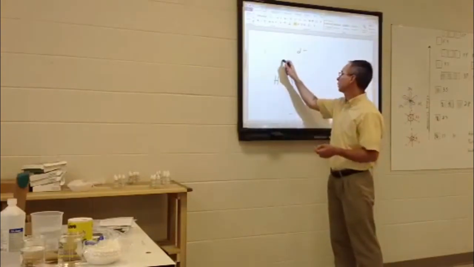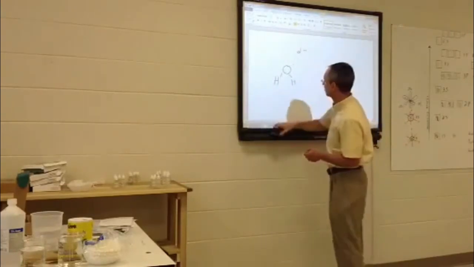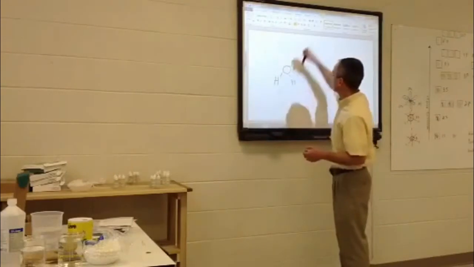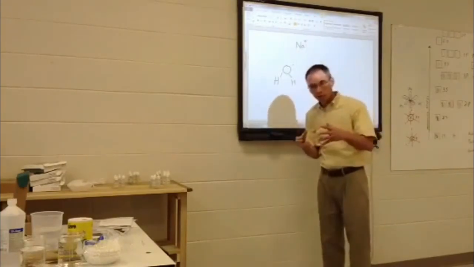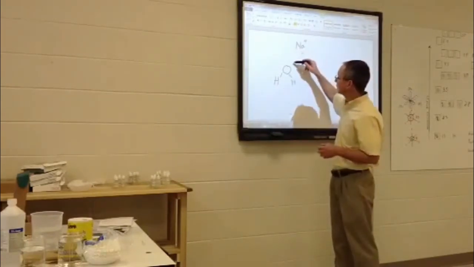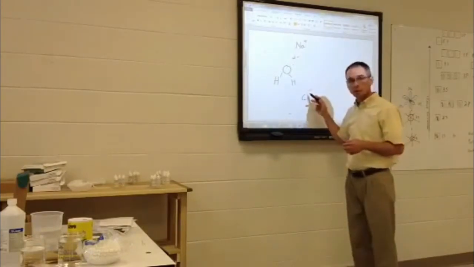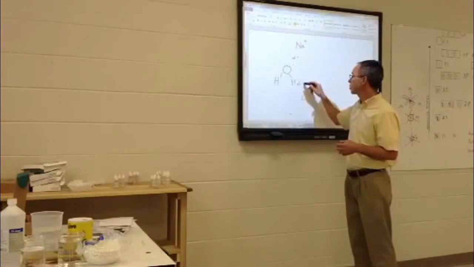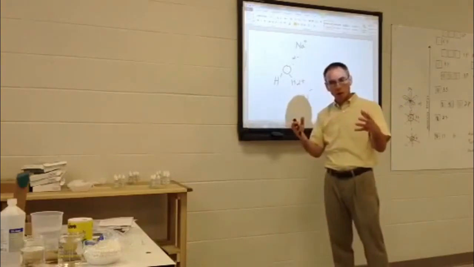Okay, here's my water molecule. Now, if I put salt, sodium chloride, into water, the sodium ion that was ionically bonded to the chlorine anion in that salt is going to be attracted to the partial negative side of the water molecule. The chlorine anion, which has a negative charge, is going to be attracted to the partial positive side of the water molecule. So it's essentially going to tear the salt apart.